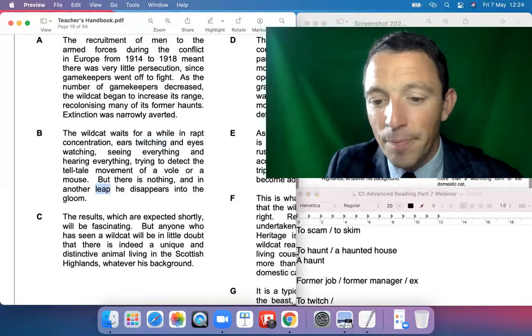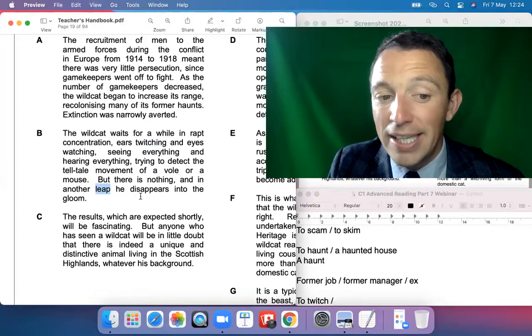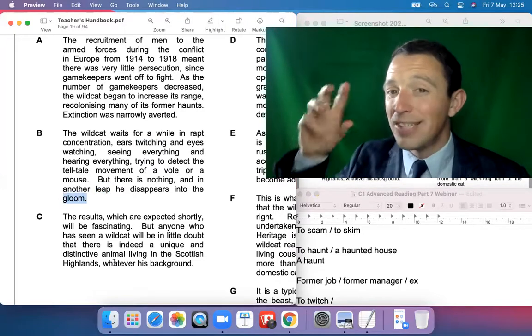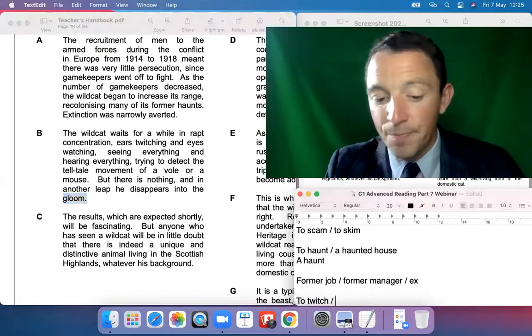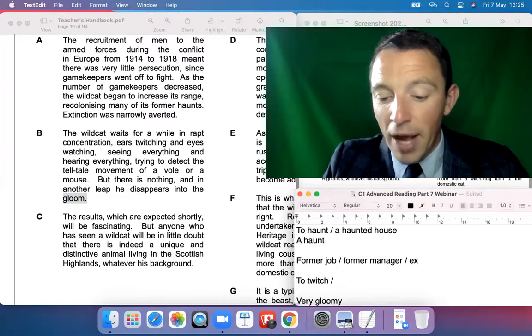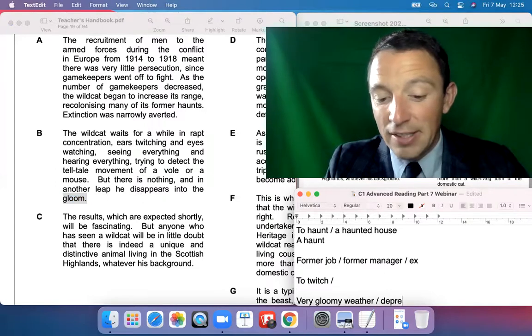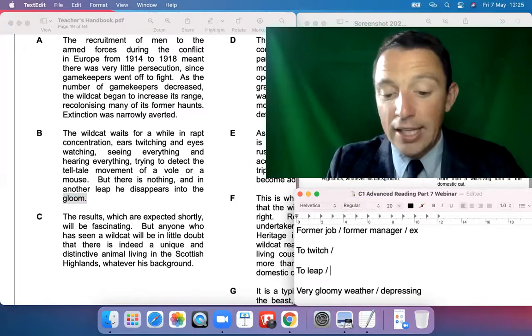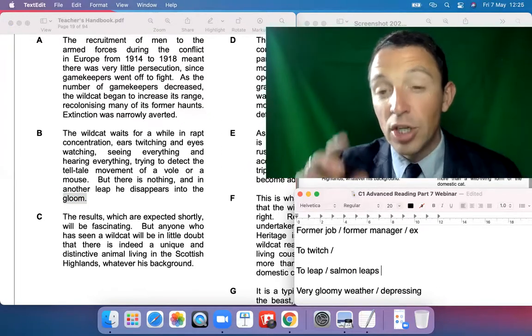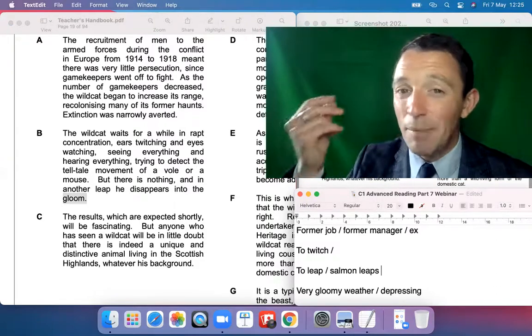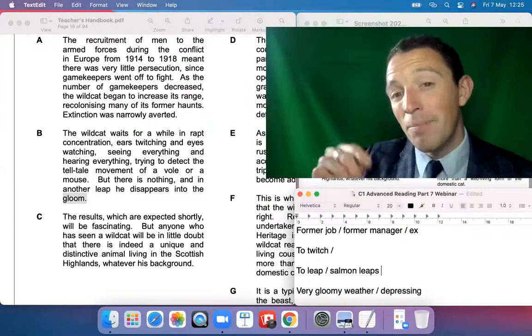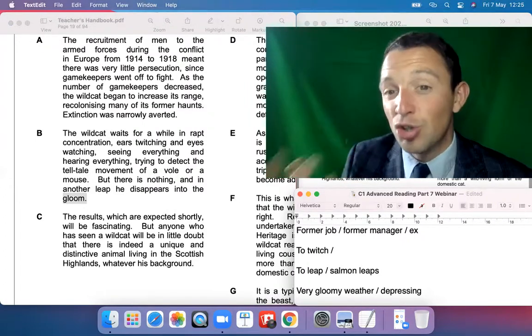A leap. Okay, so this is very, very good. And in another leap, he disappears into the gloom. So the gloom is like dark, depressing. The weather is very gloomy. So the adjective is very, very gloomy. And it's like very, very dark weather, very depressing weather. But here the verb is to leap, and the significance is associated with the salmon leaps. You know, the fish, the salmon. So it's very typical that the salmon leaps. So it's almost the same as jump. It's exactly the same as jump, maybe a bit higher and maybe a bit more descriptive.